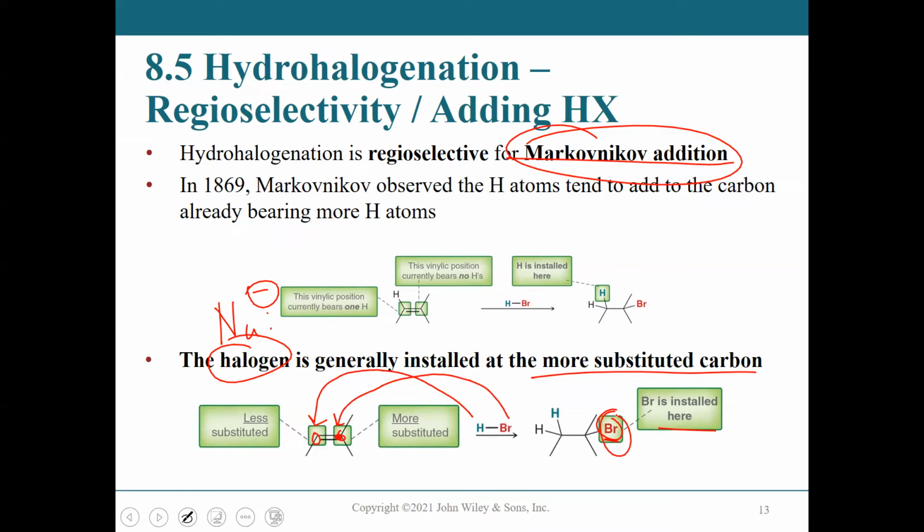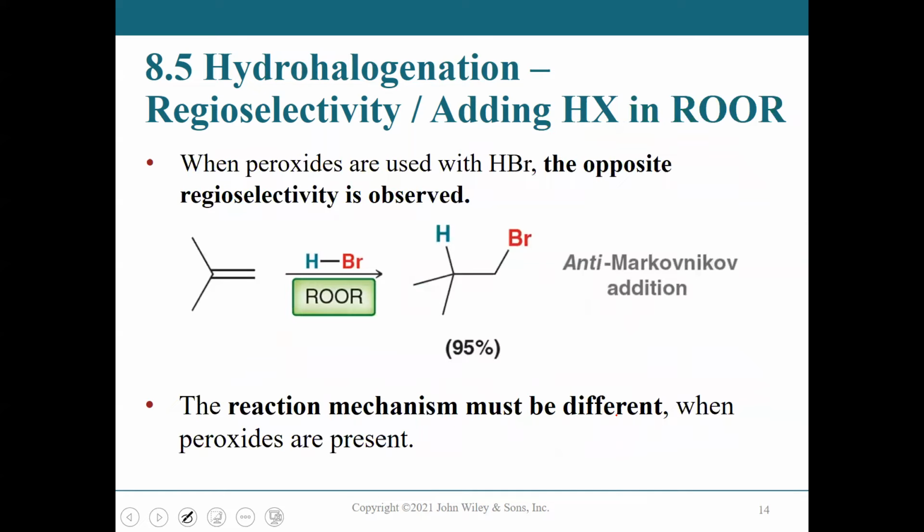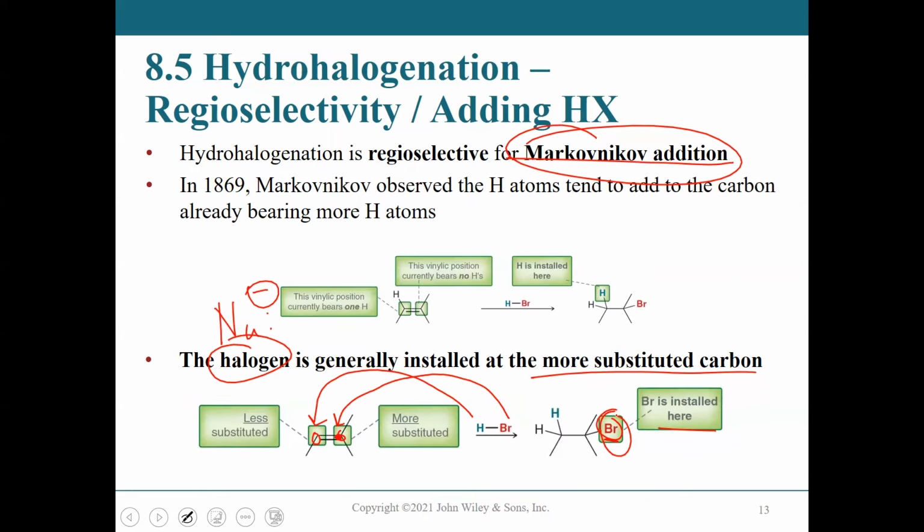Okay, so let's see how it works. So here now is the mechanism. Oh, there is another one, the hydrohalogenation with peroxide. But first, I want to explain why it follows the Markovnikov rule. So let's say here hydrohalogenation.